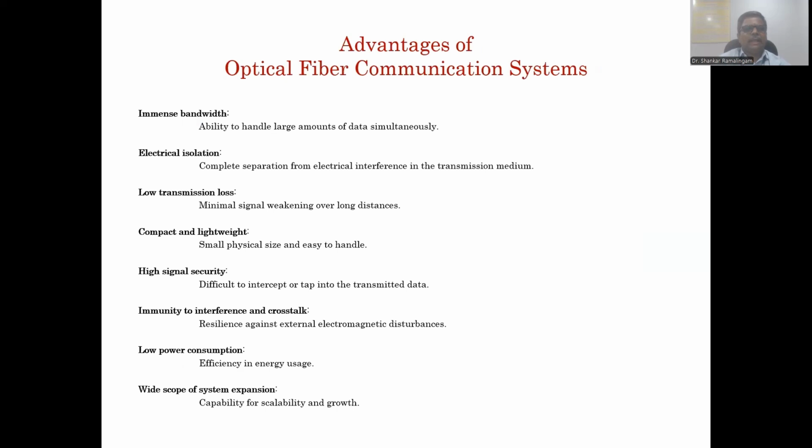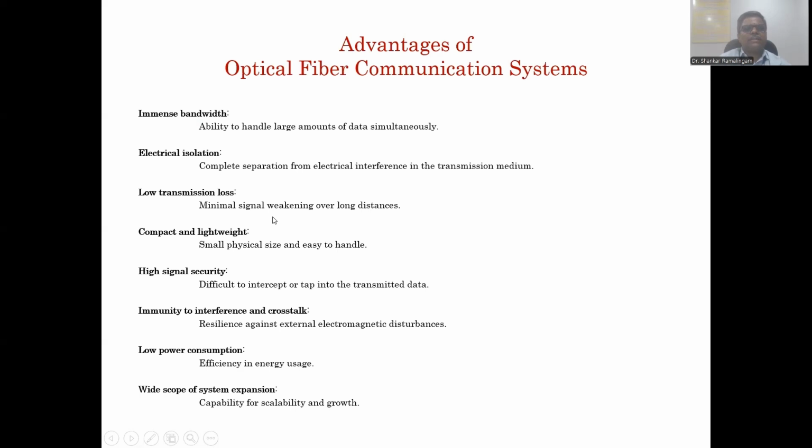So as we know, light is a signal which has a very high frequency. It has immense bandwidth with which we can carry a lot of information from our transmitter to receiver for our transmission, right? And as a light signal is totally different from an electrical signal, we do not have any electrical interference in the communication system. So total electrical isolation is ensured by the optical fiber communication system.